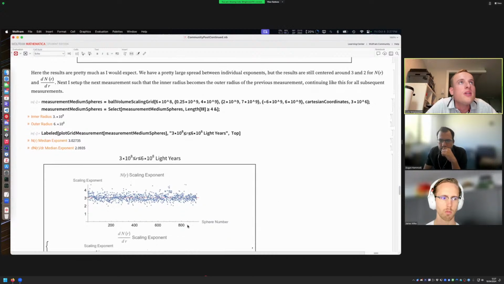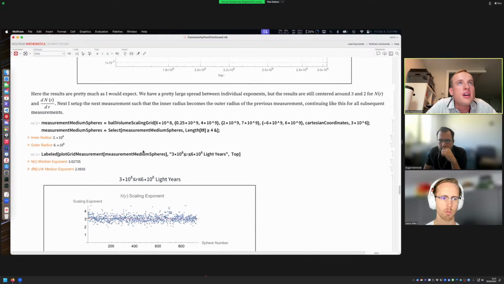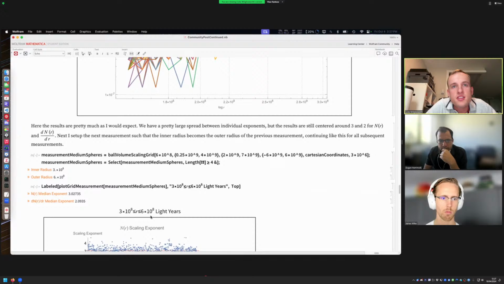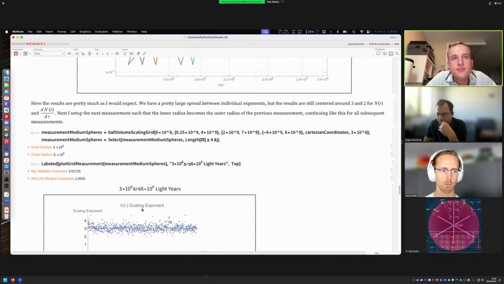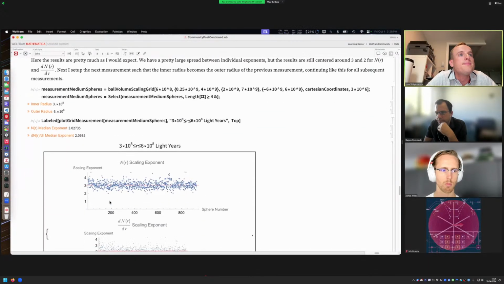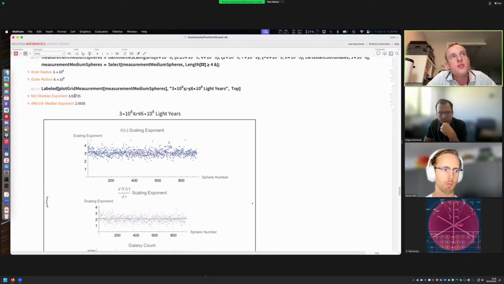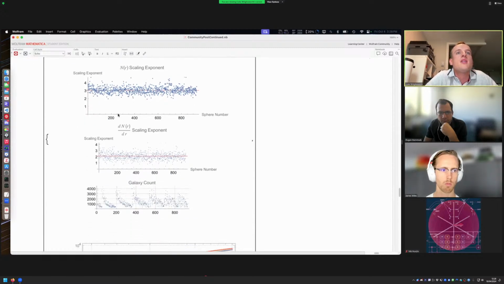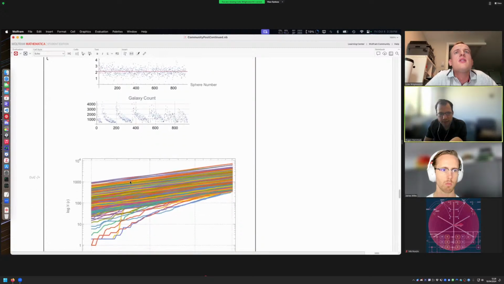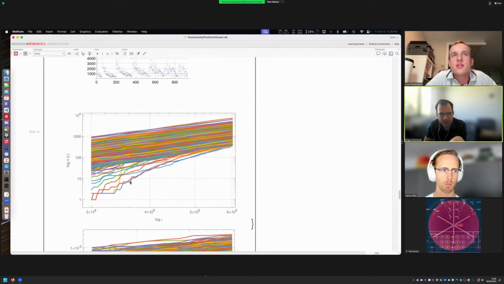And yeah, I started at the maximum radius of the previous one. And this gives similar results. So you get 3.02 for the n of r and 2.09 for the derivative. And this is what the plot looks like. This is interesting. Oh, that's the galaxy count.